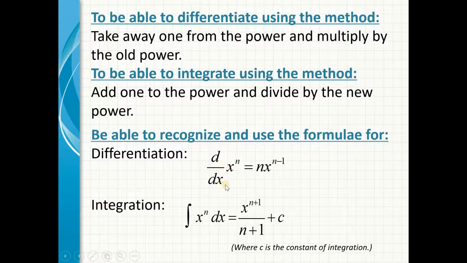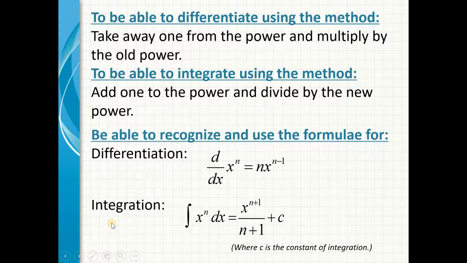Be able to recognize and use the formula for differentiation d over dx x power n. How to find the differentiation? Multiply by the power, take 1 from the power. Again, multiply x by the power, and take 1 from the power. It was differentiation. And we studied before in grade 11, and we revised at the beginning of that course.